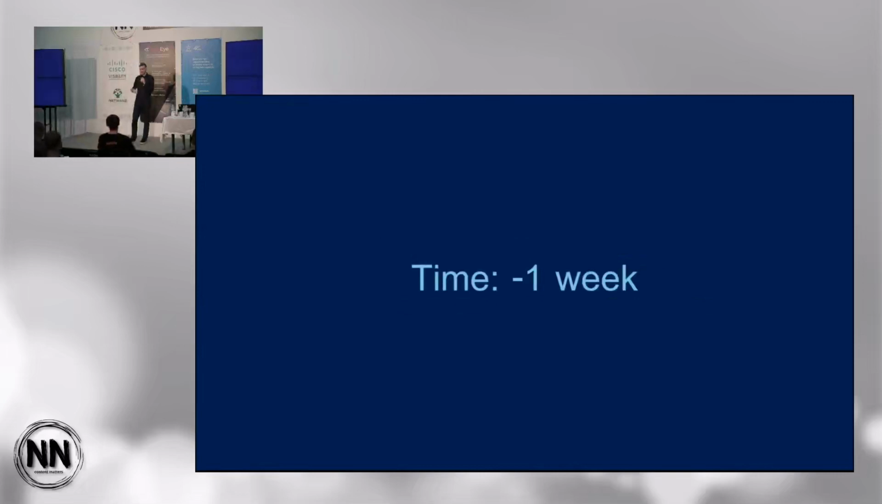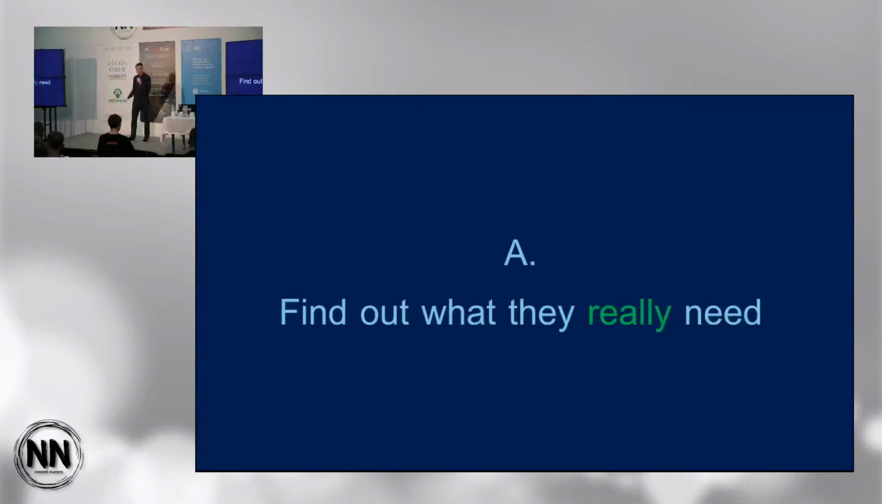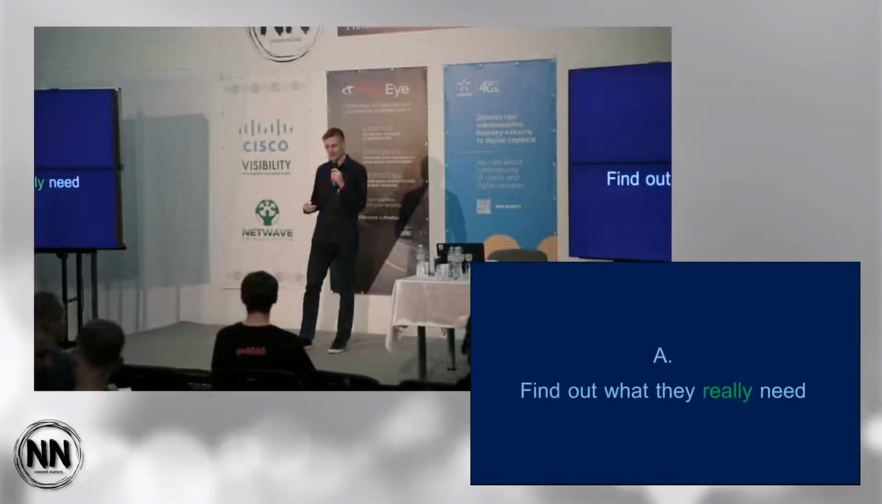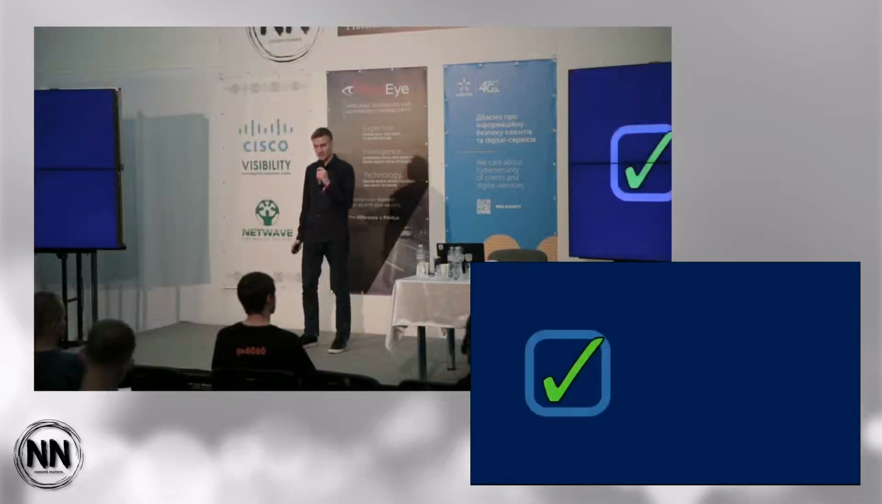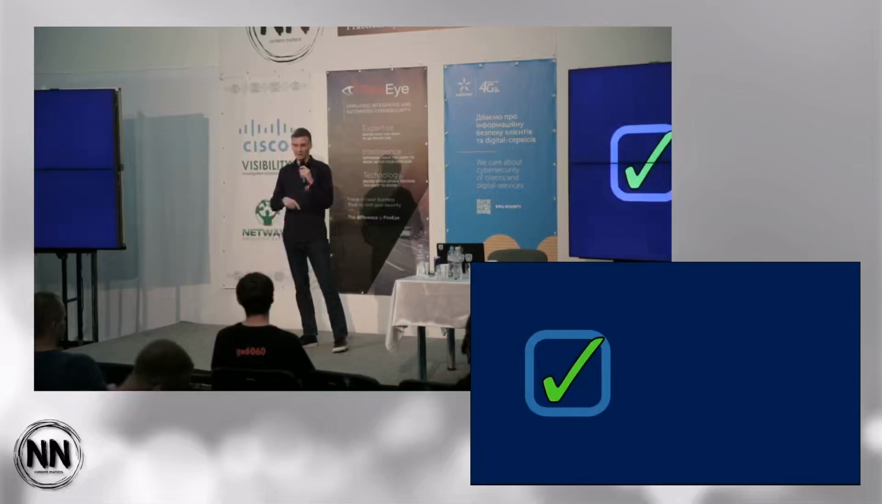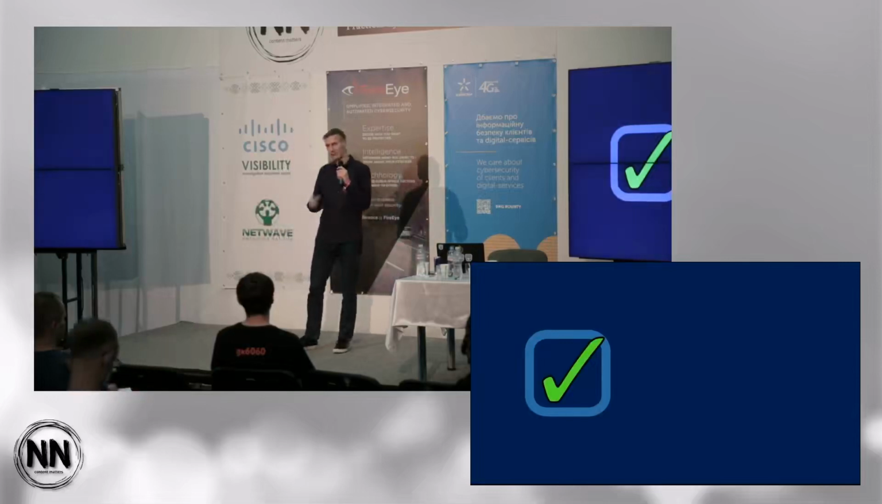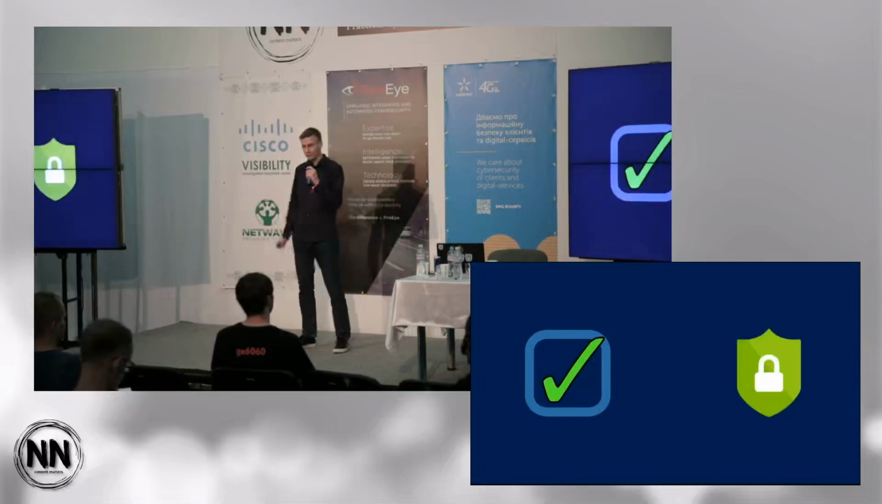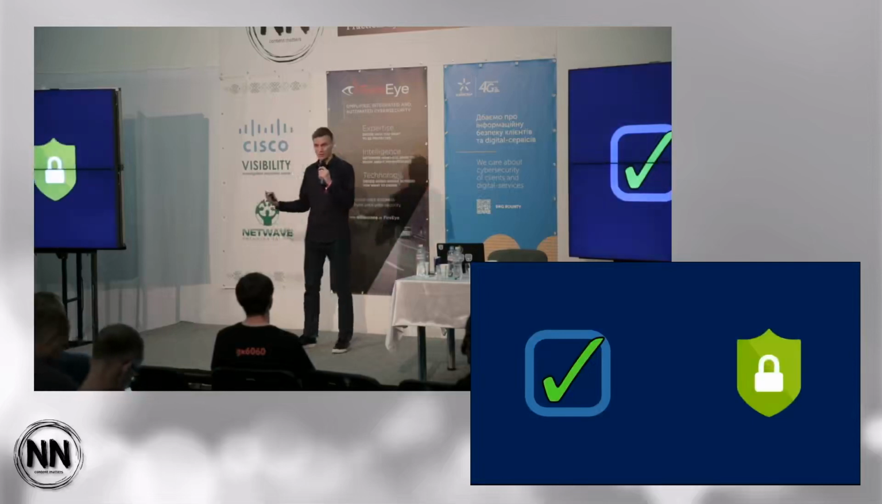So let's start with preparation. Let's say you have 1 week before the assignment starts. So what can you do to make the future collaboration more efficient? First of all, what's required is to find out what they really need, what they look for in terms of this pen test. Is it just checking the mark, saying yeah, we've done this audit, because we have to do it every year, or are they looking for improving security continuously?